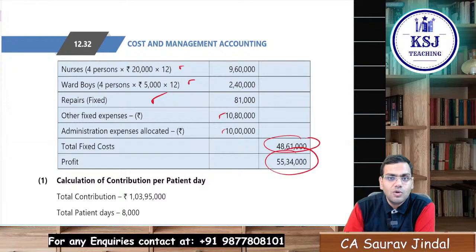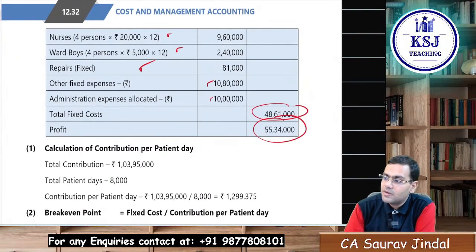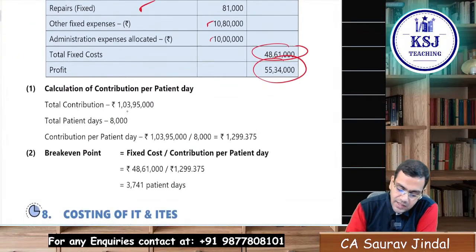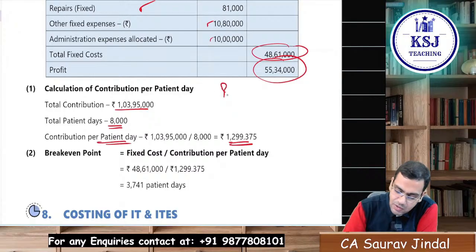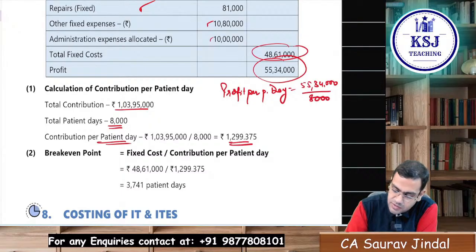And he is asking you to calculate what? He is asking you to calculate profit per patient day. There they have calculated contribution per patient day. Contribution is also a sort of profit, but you can also show profit per patient day, right? That will be 55,34,000 divided by 8,000.